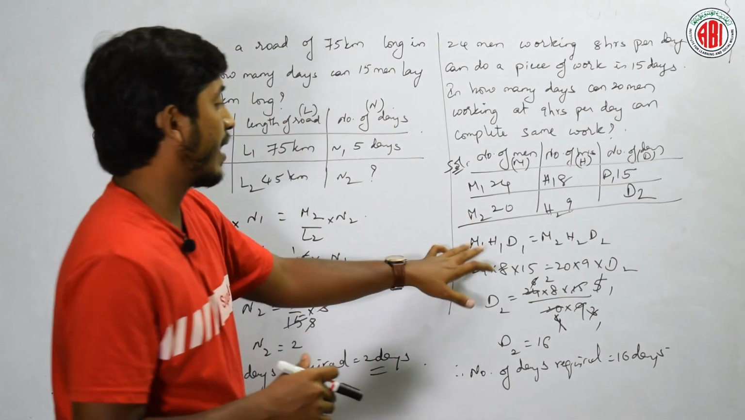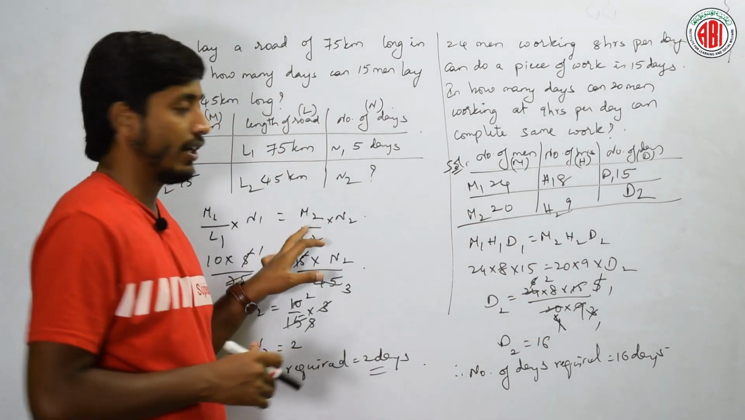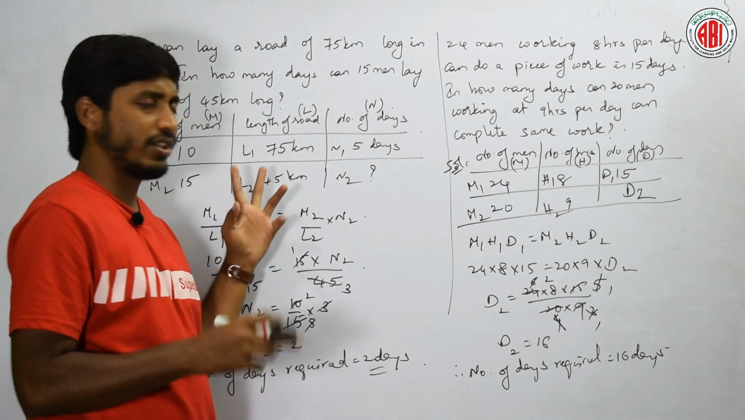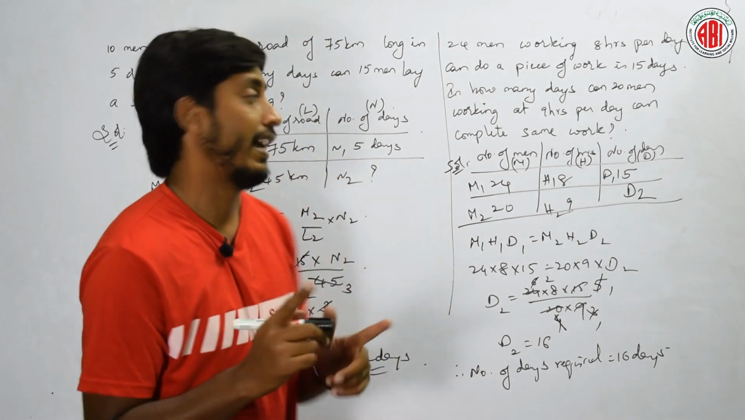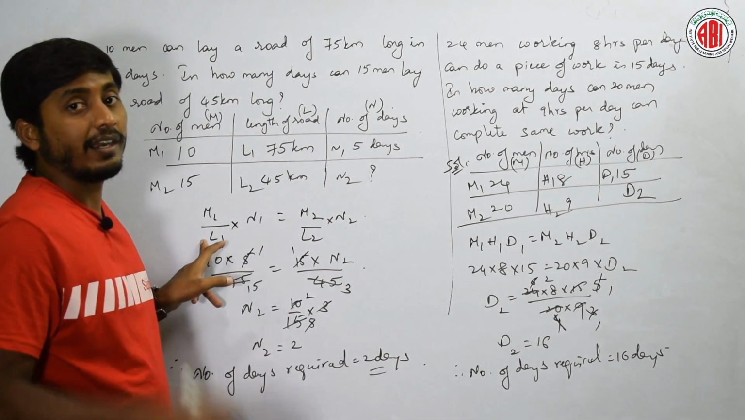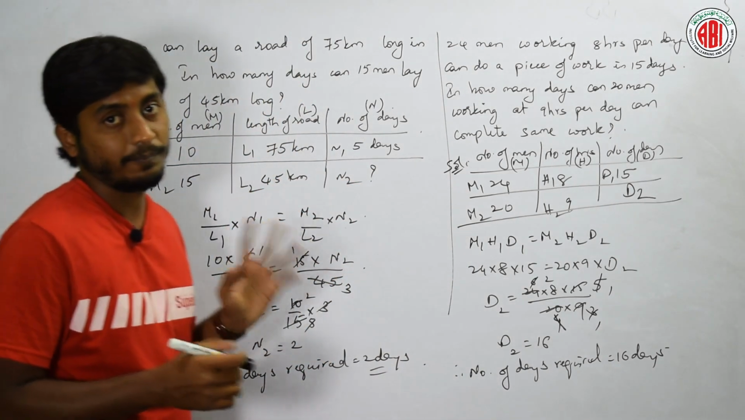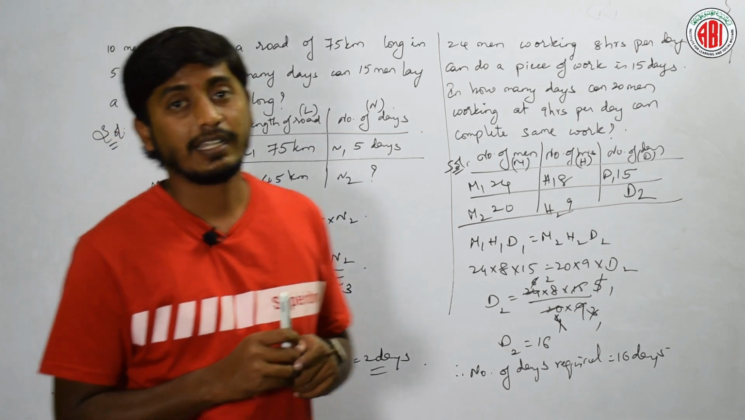Clear? This is a compound thing. Directly we can do it like this. Even if it is two and two, you can directly write it like that. Clear? Remember, if direct, you will put it in the denominator; if inverse, you will multiply it. Clear? Did you understand? Fine.